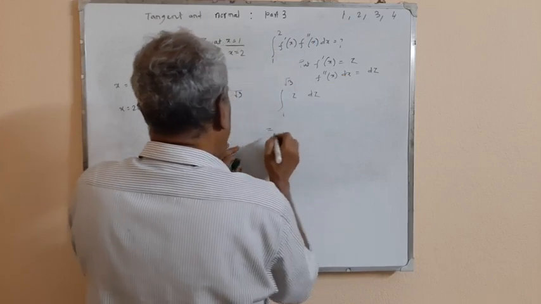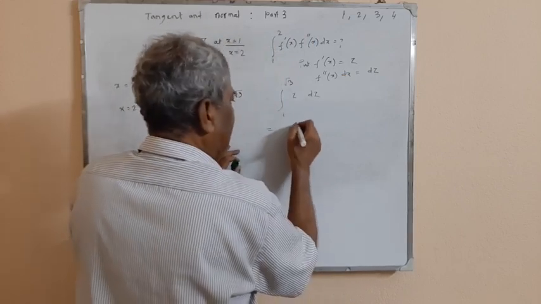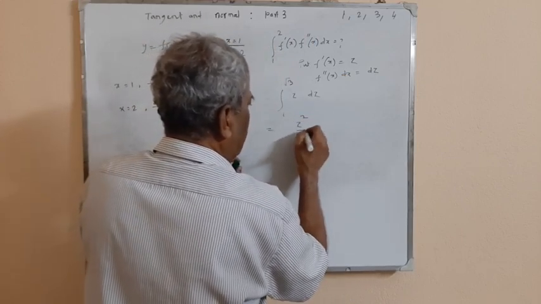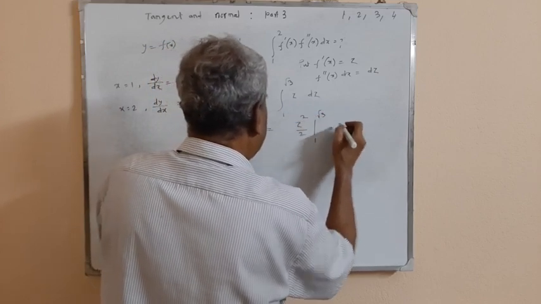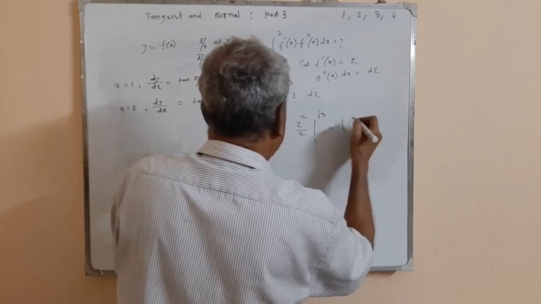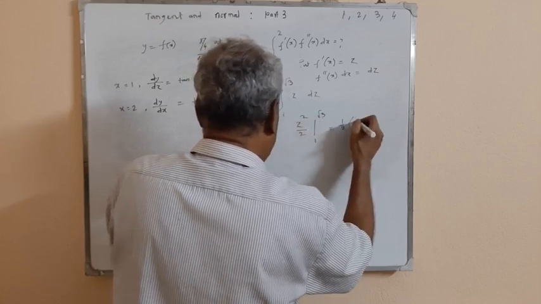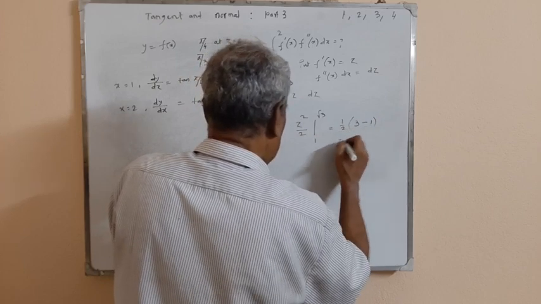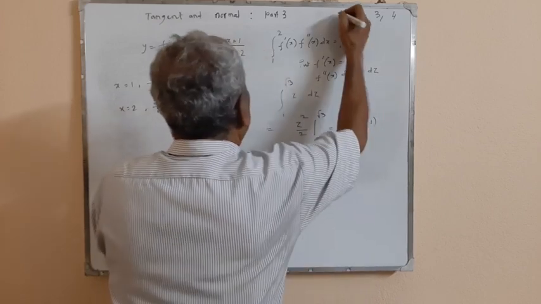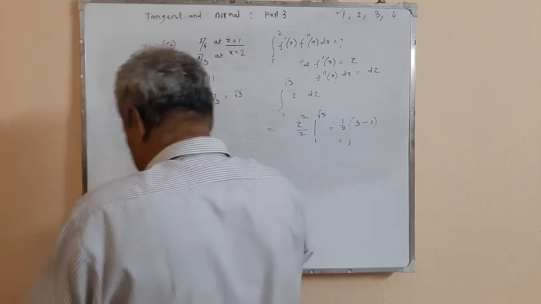Now it is very easy to integrate that. It is actually z square by 2, from 1 to root 3. So that it is equal to half of 3 minus 1, so 2 by 2, that is 1. So this option is correct.